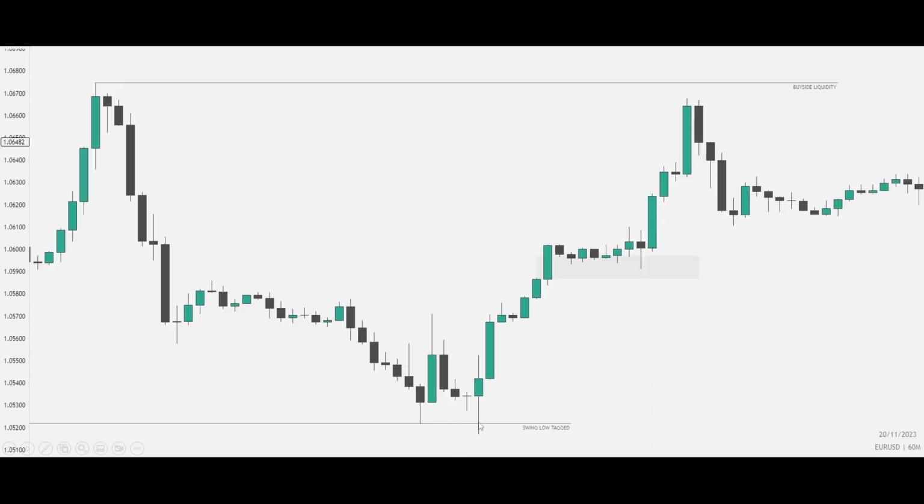Now, you can see the swing low is tagged, and then we expand higher. If you can't find an entry within this bit, you can wait for the next PD array to form, and then find an entry within that PD array. So once we are trading back into here, you can be waiting on a lower time frame like the 5 minute, because this is the 1 hour time frame. You can be waiting on the 5 minute time frame for that one shot, one kill entry model to form.